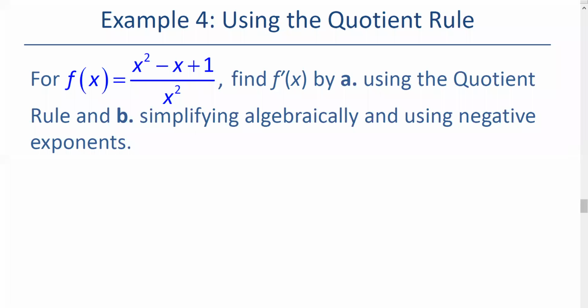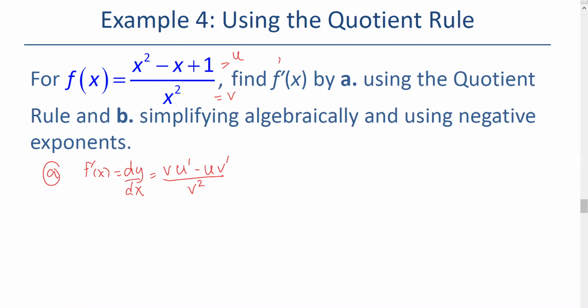In this example, for the function f of x equals x squared minus x plus 1, all divided by x squared, we are going to find f prime by A, using the quotient rule, and B, simplifying algebraically and using negative exponents. So for part A, using the quotient rule, f prime or dy by dx, for the u and v form, the u on the top, the v on the bottom, will be v u prime minus u v prime over v squared.